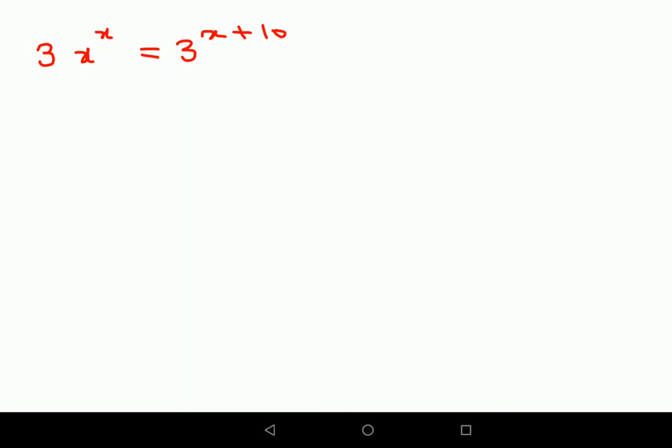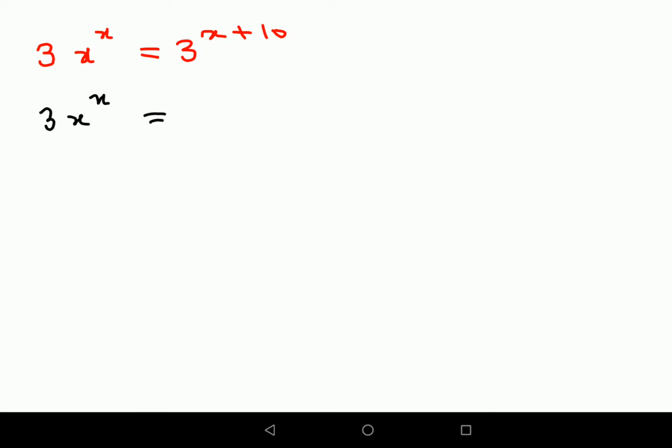Welcome everyone. So today we are trying to understand how to solve this kind of an indices problem where we have 3 into x raised to x is equal to 3 raised to x plus 10. Now see, in this kind of situation, on the LHS we are not able to do much, so we'll keep the LHS as it is for now.